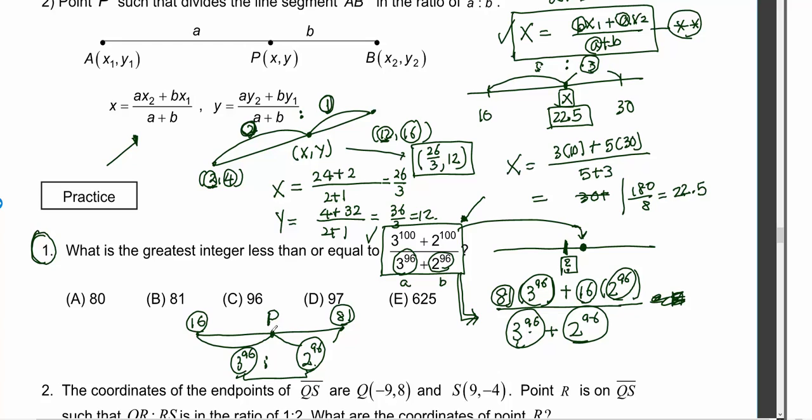B should be up here, between 16 and 81. It can't be 81, impossible. It should be less than this number, between 16 and 81. This is too much, this is too much, this is too much. This is the only possible answer, right? 80.